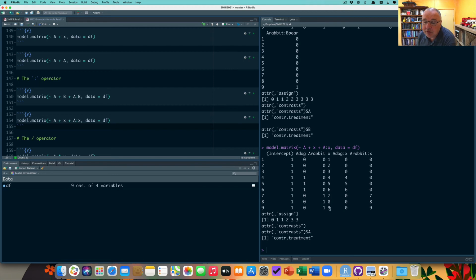Altogether we've got 1 column here. We've got 2 levels here, so there are altogether going to be 2 interaction terms. And that's all it's doing. It's just doing multiplication.